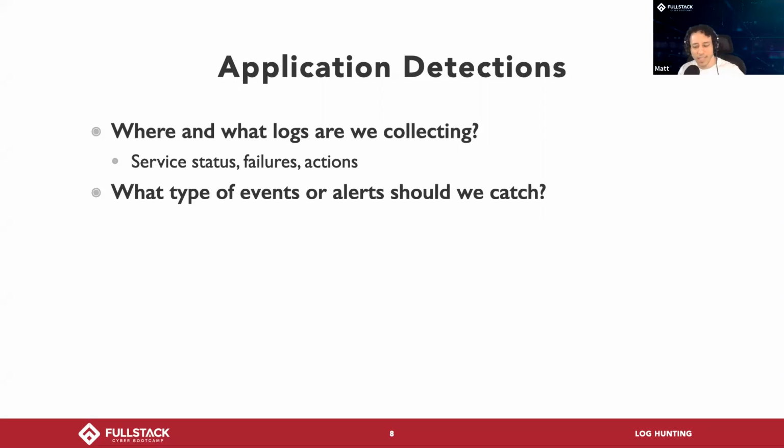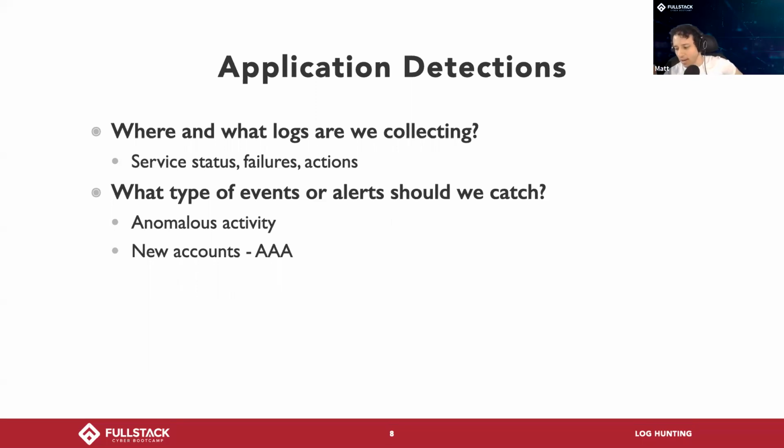What type of events? What are we looking for? Anomalous activity, right? Things that don't follow the established protocols. We're looking at new accounts, paying attention to AAA: authentication, authorization, and accounting. We're looking for any kind of unexpected outputs, things that break, 500 errors from servers, right? Anything that just is like, hey, that's weird, potential IOC, right? That's the sort of bias that I want you guys to have. Hey, that's weird. Are we being hacked?